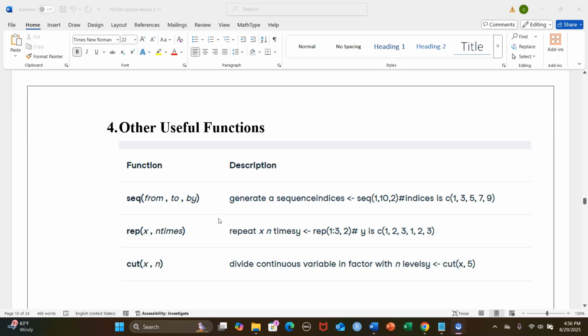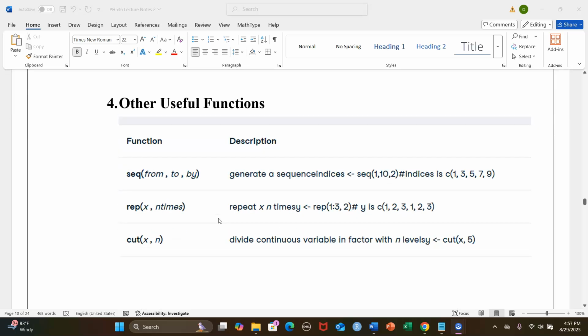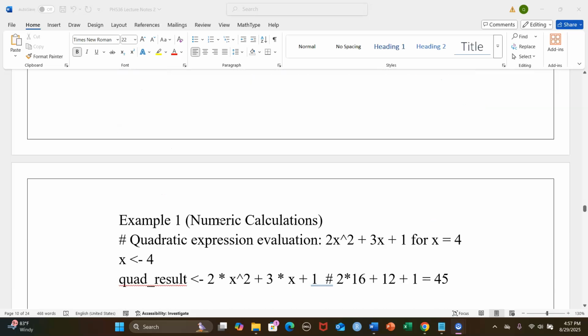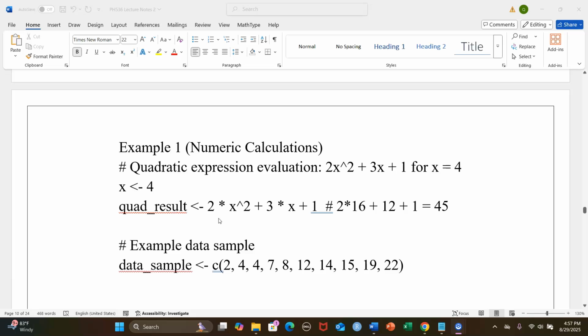Okay, there are other useful functions. For example, seq generates a sequence of indices, rep repeats x n times, or cut divides a continuous variable into a factor with n categories. So this is like categorization of a continuous variable. With all these built-in R functions, we can use a formula-based approach for performing statistical analysis. By doing so, it will improve our understanding of statistics.